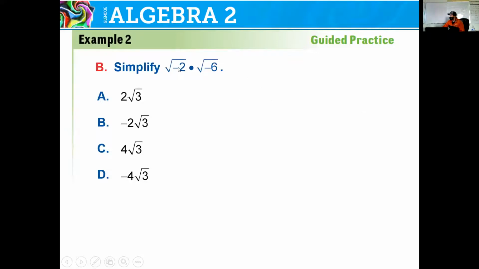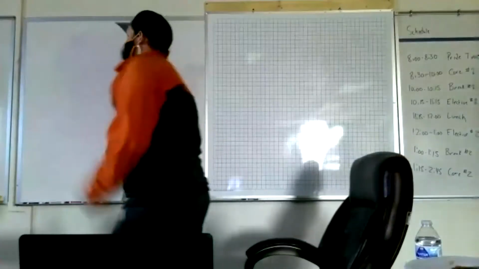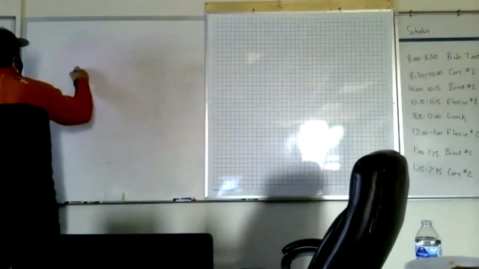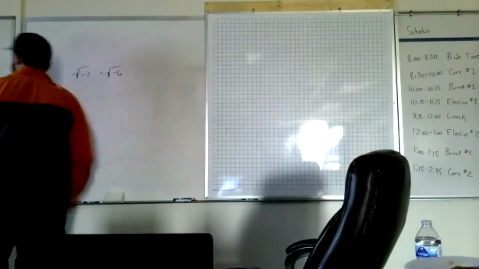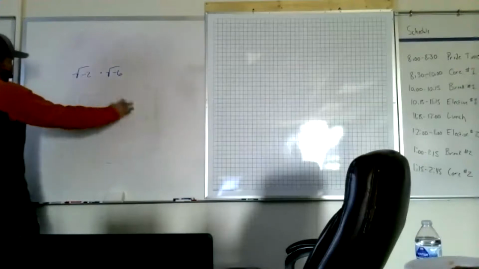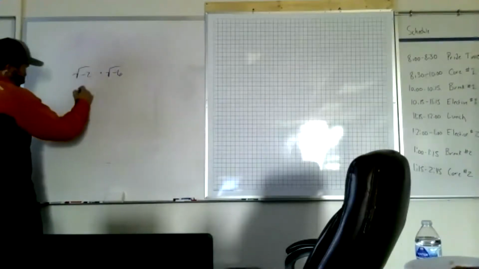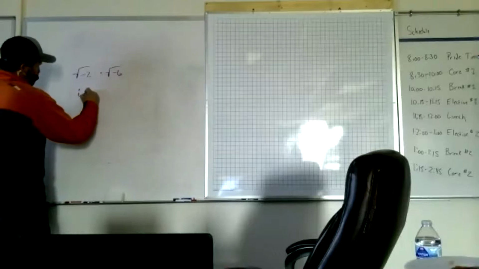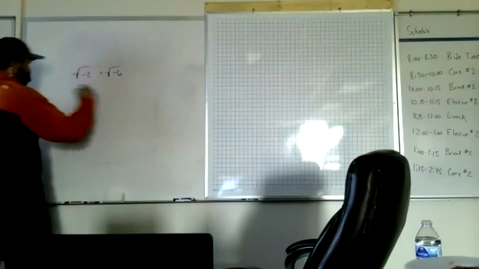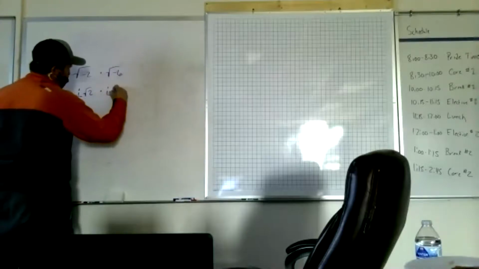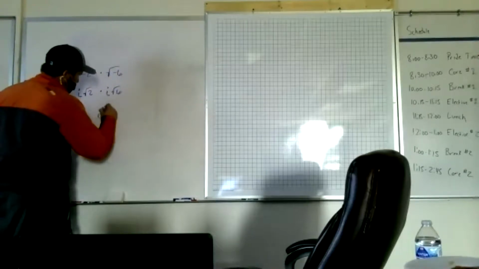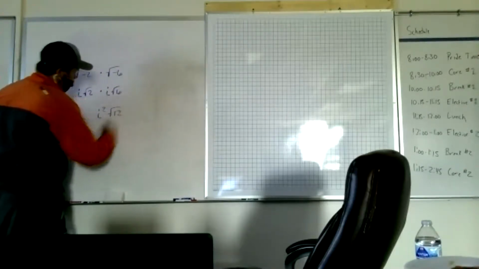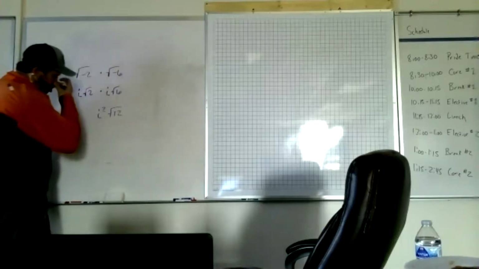This one here, I'll do that one for you guys because these are the harder ones. So we have the square root of -2 times the square root of -6. I'm going to break them apart first. So I get I square root of 2, because the square root of -1 is I, times I times the square root of 6. Multiply those to get I squared square root of 12. I squared is going to be -1.